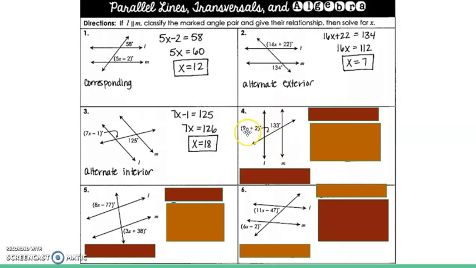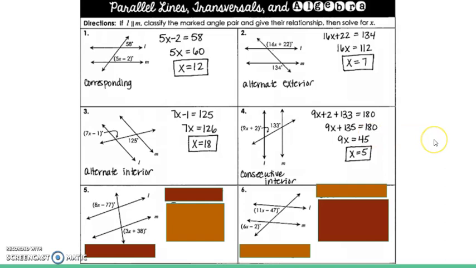Number 4, 9x plus 2 and 133 are on the same side of our transversal and they're interior angles, which means we have same side interior angles, which is also called our consecutive interior angles. Those angles are supplementary, so we're going to add those together and set it equal to 180 degrees. When we do that, we're going to combine our like terms, and then we're going to solve like we normally would and find that x equals 5.